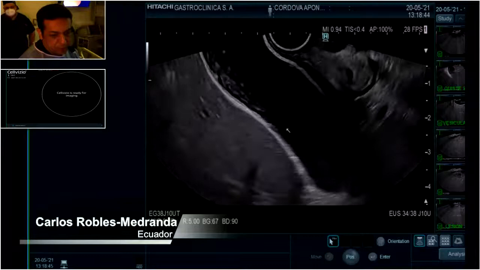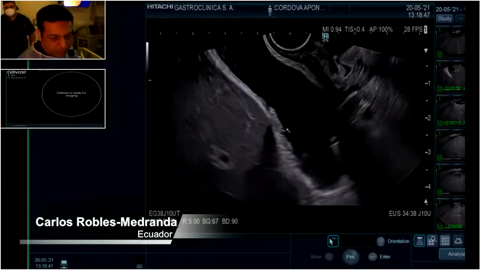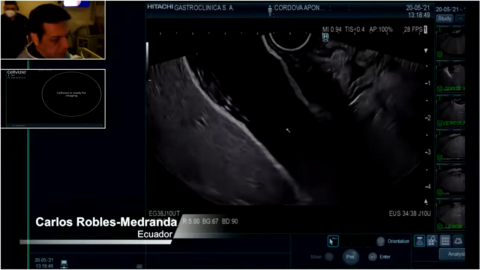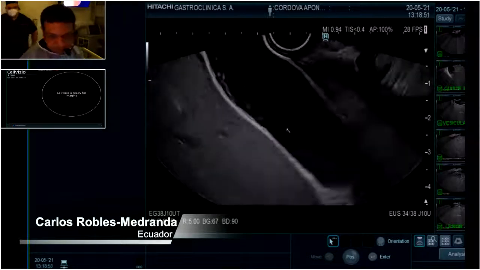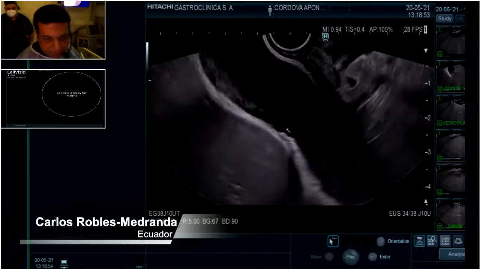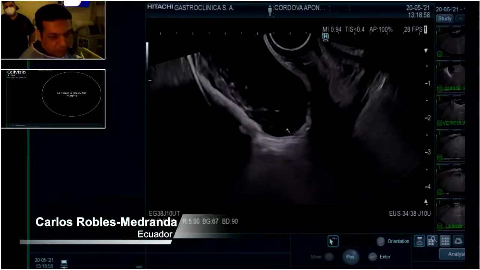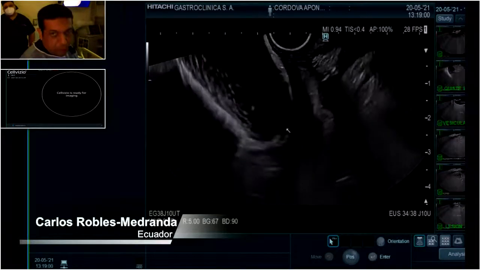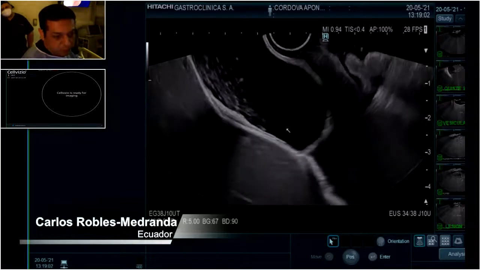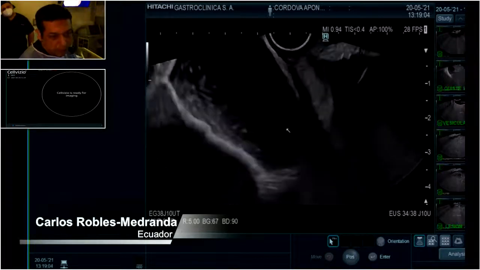So, regarding the records of the patient, this is not a patient that we have in our hospital, was sent from another hospital. So, this is the gallbladder, a lot of stones and microstones, microlithiasis.